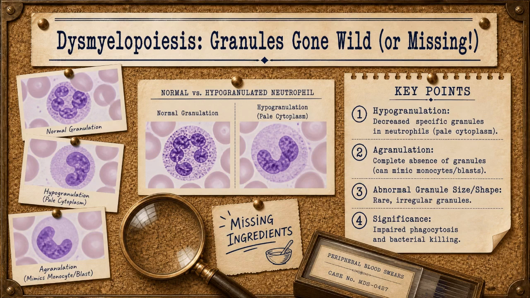The significance of abnormal granulation goes beyond just appearance. It directly impacts the cellular function, particularly phagocytosis and bacterial killing in neutrophils. These granules contain crucial enzymes and antimicrobial proteins essential for destroying ingested pathogens. If the granules are missing or deficient, the neutrophil's ability to fight infection is severely compromised. Your meticulous observation of these granulation patterns is crucial. Next, let's talk about those bizarre nuclear shapes that can also appear in myeloid cells.